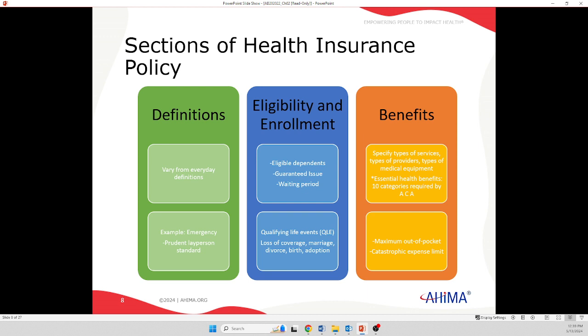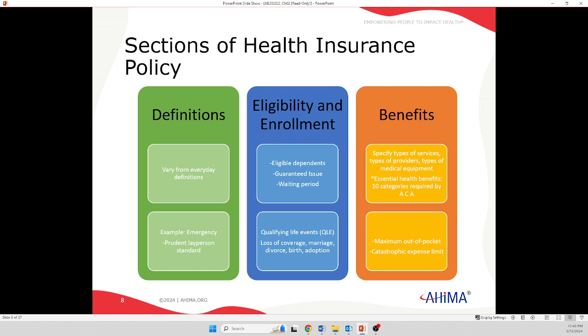Now, these are some sections that we're going to see in an insurance policy. Each section builds on another, and you may see where there may be some overlap of the information. So what you see in one may be seen in another. The first one is definitions, and these definitions vary from what you would find in an everyday dictionary. They may be more restrictive or more related to the actual policy. They impact what will be covered and reimbursed.